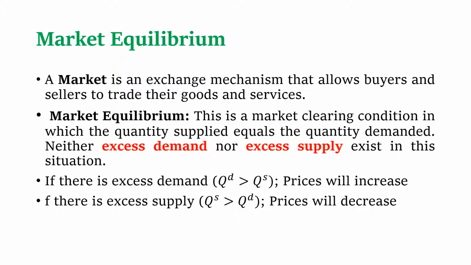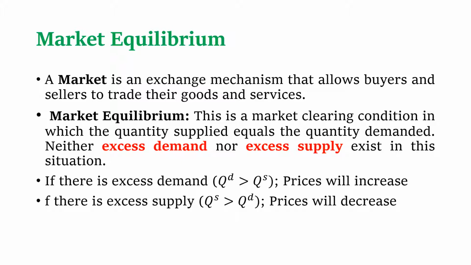So what is the market now? The market is an exchange mechanism that allows buyers and sellers to trade their goods and services. So there is a lot of trading going on in the market. You have the market for tomatoes, market for corn, market for bananas, etc. So the equilibrium here is referred to as a market clearing condition. When we say market clearing, it means what? The quantity supplied equals the quantity demanded. So that is the market clearing, simple and straightforward.